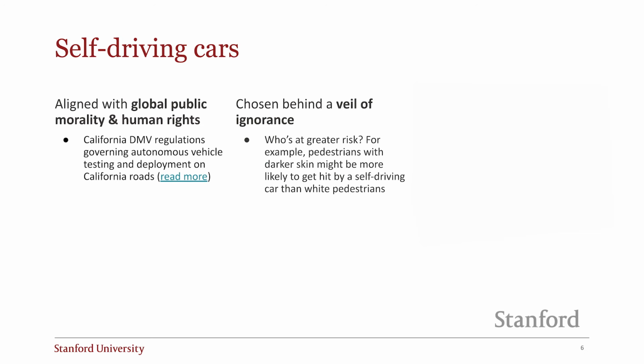If we are selecting values using Rawls' veil of ignorance thought experiment, we might consider who's at greatest risk to prioritize the least well off. For example, pedestrians with darker skin might be more likely to get hit by a self-driving car than white pedestrians. So maybe this informs the values we select for how to test AI models in the real world.